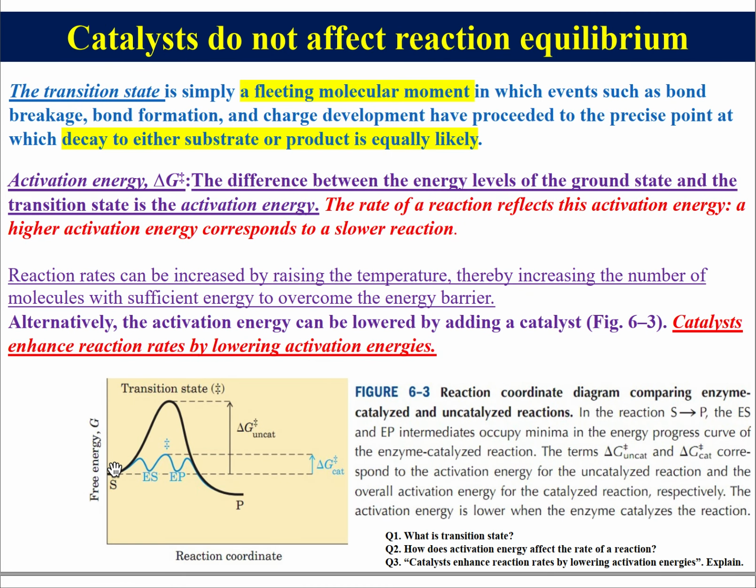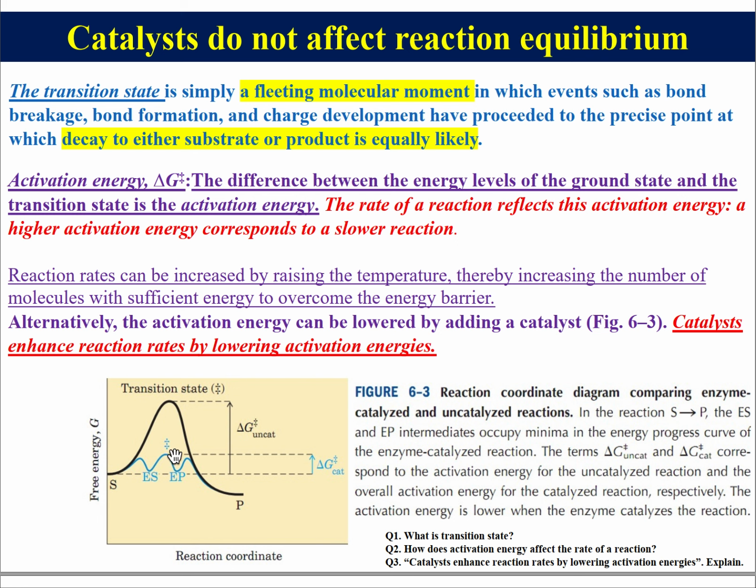So the transition state is simply the fleeting molecular moment in which events such as bond breakage, bond formation, and charge development have proceeded to the precise point at which decay to either substrate or product is equally likely. And the activation energy, the delta G, the difference between the energy level of the ground state and the transition state, is the activation energy. The rate of a reaction reflects this activation energy. A higher activation energy corresponds to a slower reaction rate.